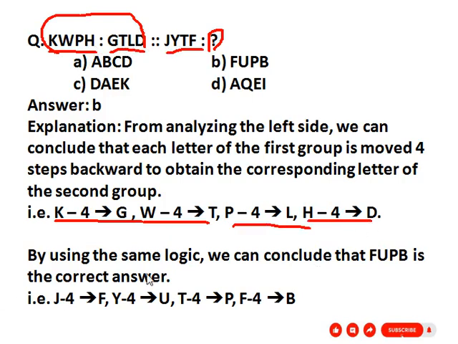With the same logic, we get JYPF. J minus 4 is F. Y minus 4 is U. P minus 4 is L. F minus 4 is B. So our correct answer is FULB. So here option B, FULB.